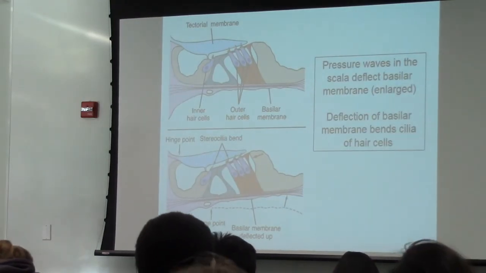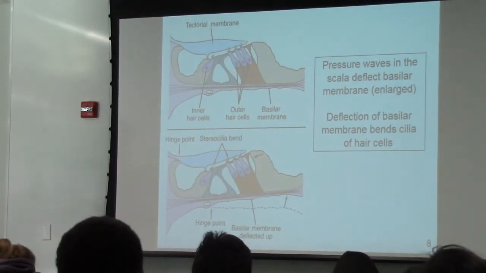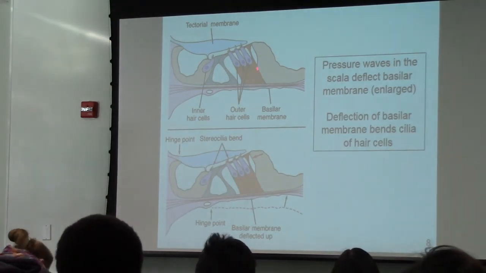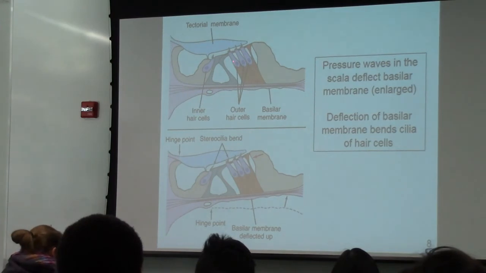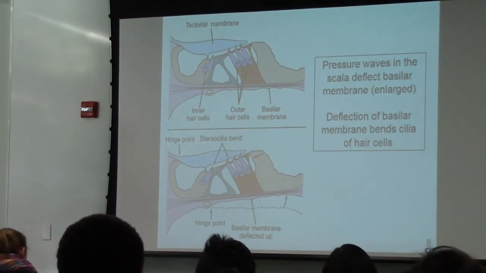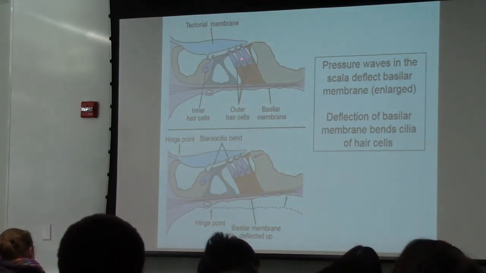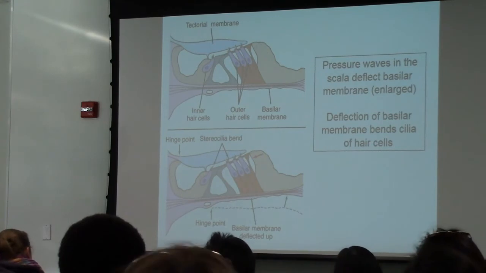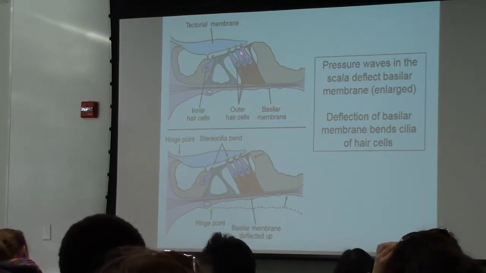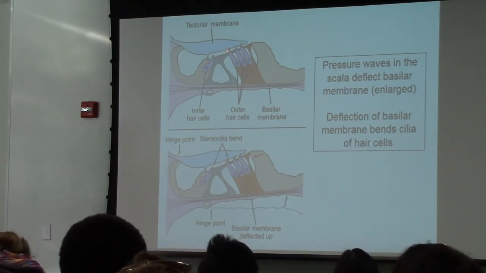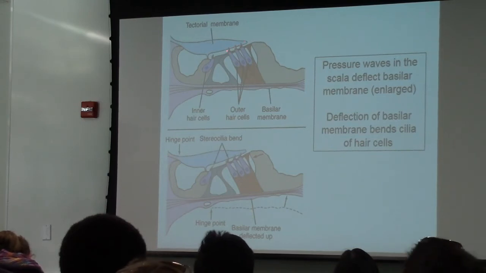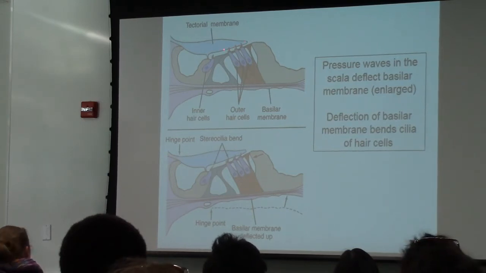Let's look at this in blow up. Basilar membrane, hair cells in a supporting matrix. Hair cells here and here. Inner and outer is not something I need you to know. They all have stereocilia that are in contact with the tectorial membrane.